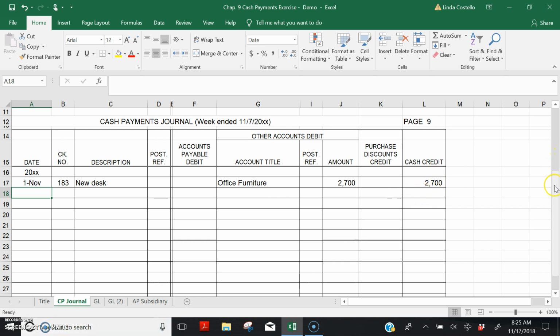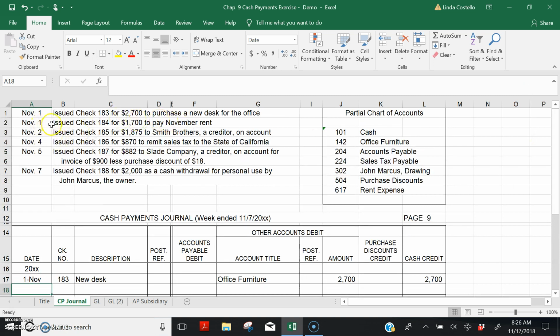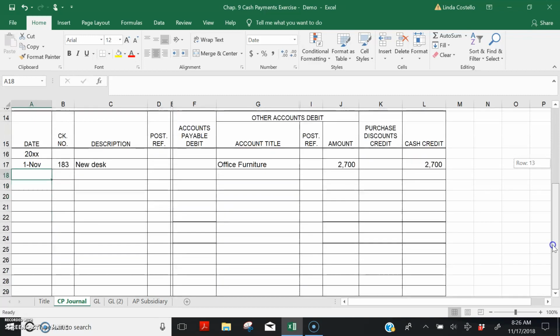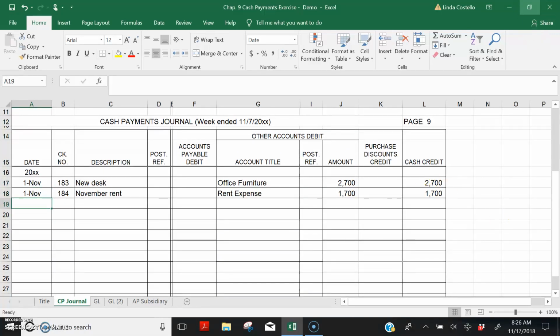Next, on November 1st, we also issued check number 184 for $1,700 to pay for November rent. Date November 1st, check number 184, November rent, debit rent expense $1,700, credit cash $1,700.